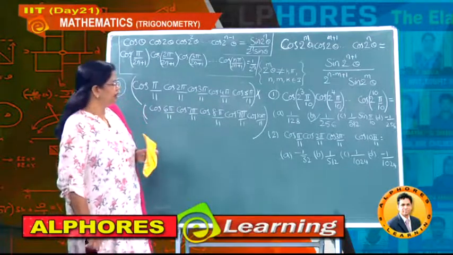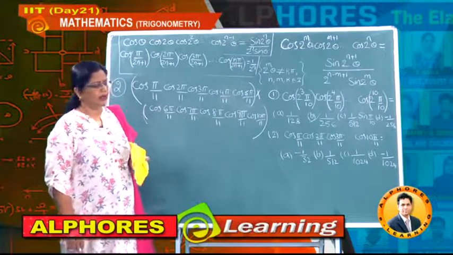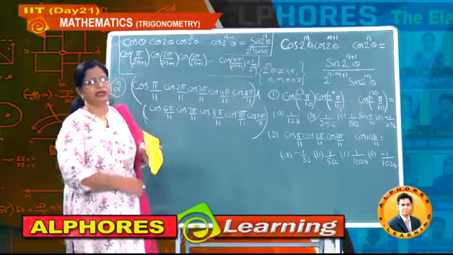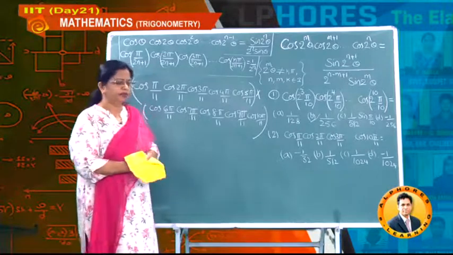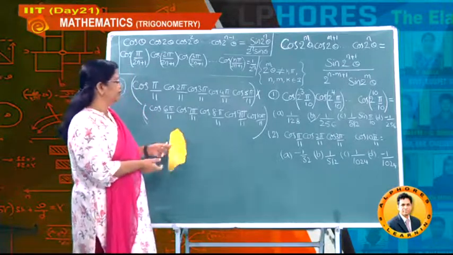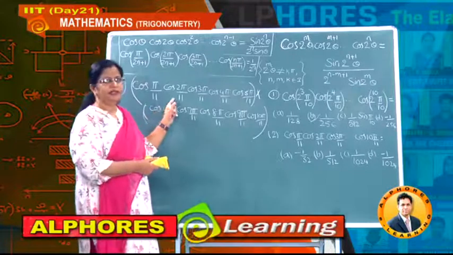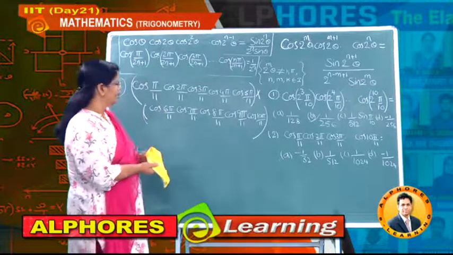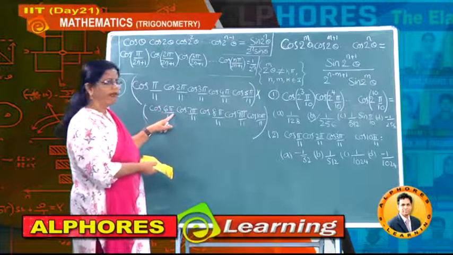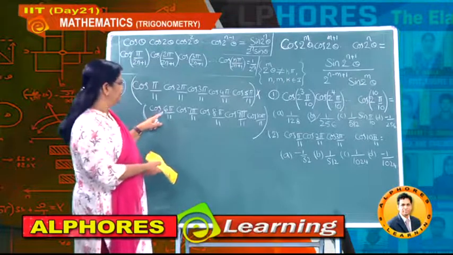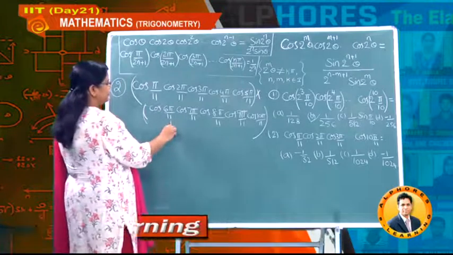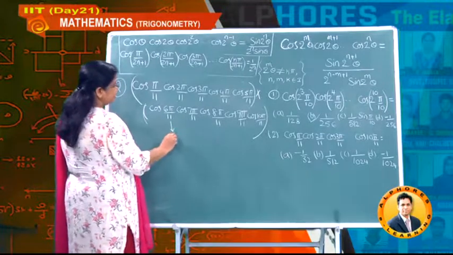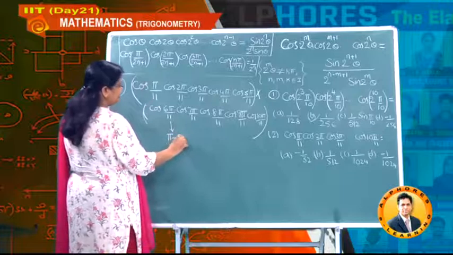Then what about the second bracket? Now let us make use here of the allied angle concept. What is the allied angle concept actually? You can convert these angles in terms of again these kind of acute angles. Let us check. Now 6 pi by 11, understand. Then what is the leftover? 5 pi by 11. That means 6 pi by 11 can be written as pi minus 5 pi by 11.